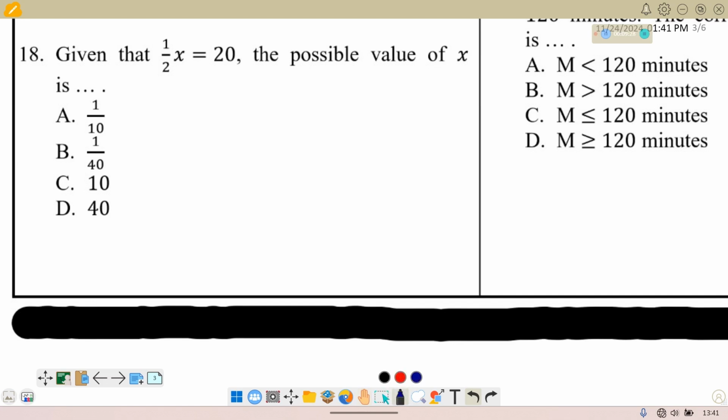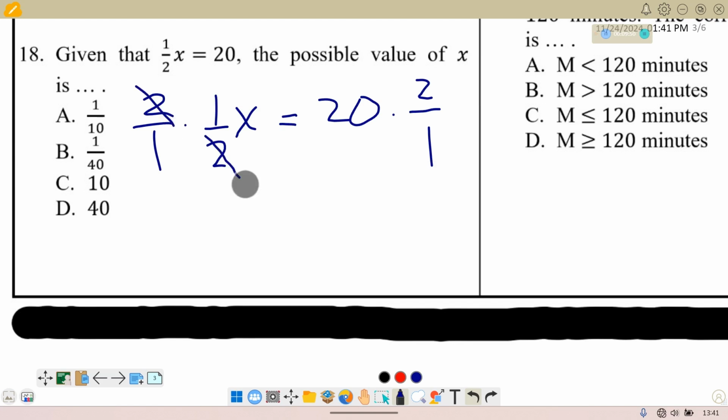Now, let's continue to number 18. Given that half x equals 20, the possible value of x is. So how are we going to find the value of x? Multiply both sides by 2 over 1 times half x equals 20 times 2 over 1. So the remaining is x, and here we have 40, 20 times 2. So the answer is D. Okay.